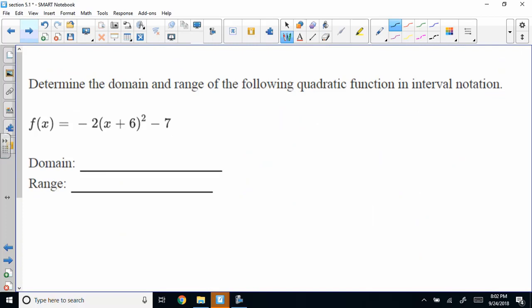All right, determine the domain and range of the following quadratic function in interval notation. Well, first off, guys, the domain for every quadratic that we're going to come into contact with is always going to be negative infinity to positive infinity, period. Okay. The only things that are going to trip you up is, well, it's opening up, it's opening down. So there's a maximum or a minimum, right?